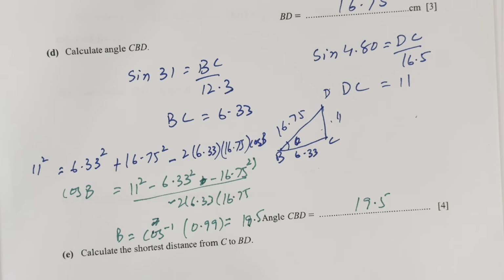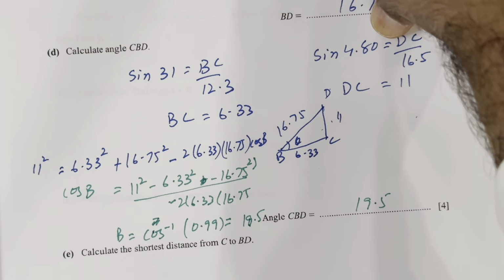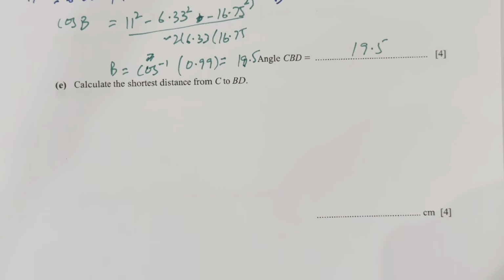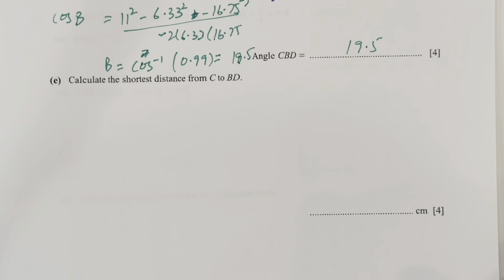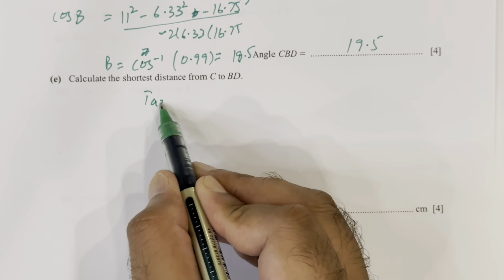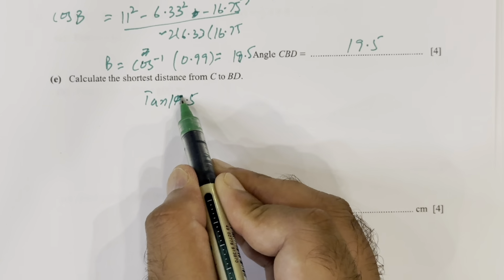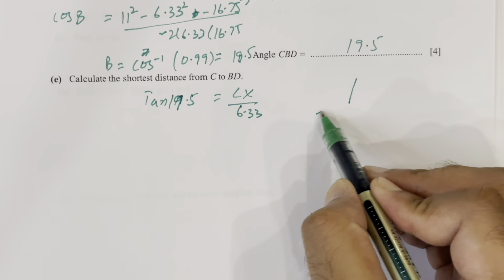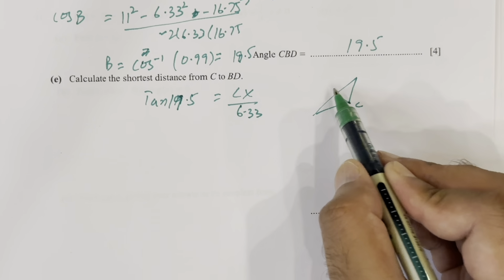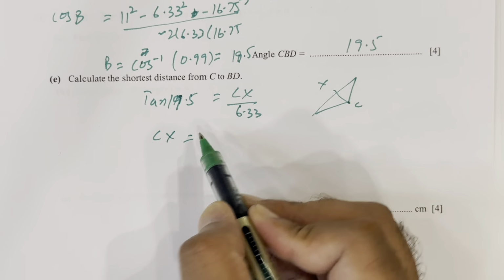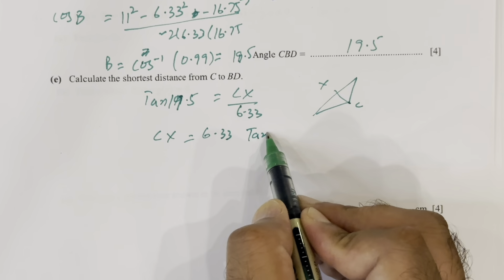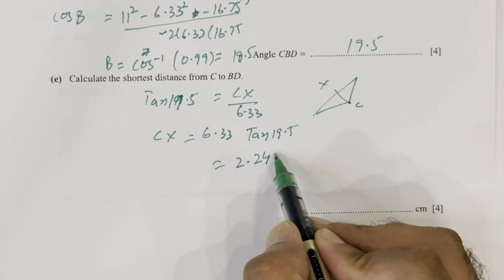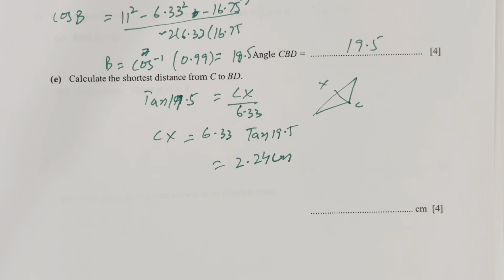So we're going to write our answer, 19.5. The E part is: calculate the shortest distance from C to BD. We know that the perpendicular distance is always the shortest distance. So we're going to apply tangent over here. Tangent 19.5 is equal to Cx over 6.33. We say Cx like that, and the Cx value would be 6.33 into tangent 19.5. We get the value 2.24 centimeters. So this would be our final answer of question number 10.